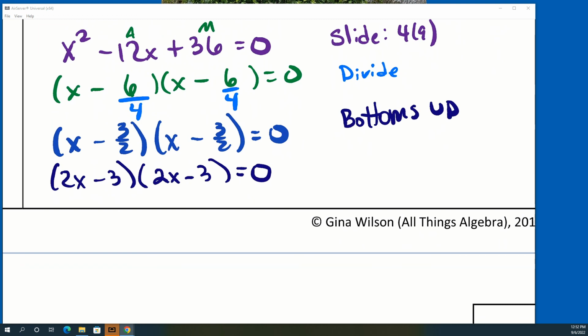Oh, I'm out of room. One where we have 2x minus 3 equals 0, where we'll just move that 3 over and then divide by the 2. So x is 3 halves. So that one only has one solution.